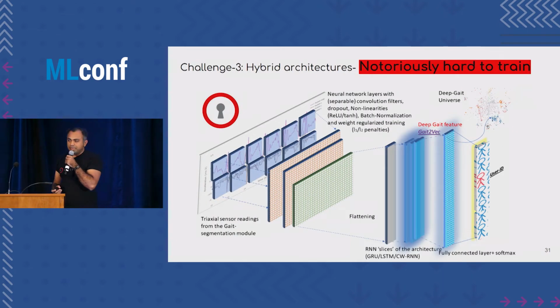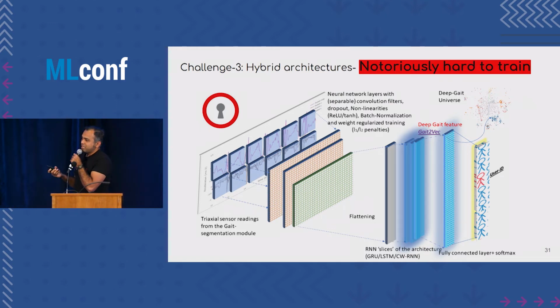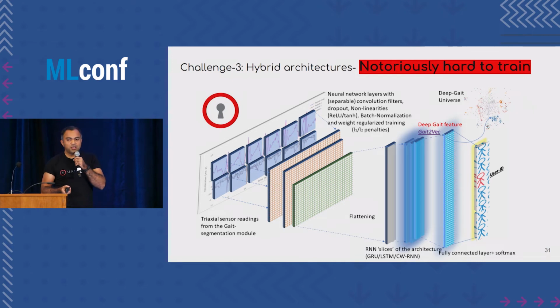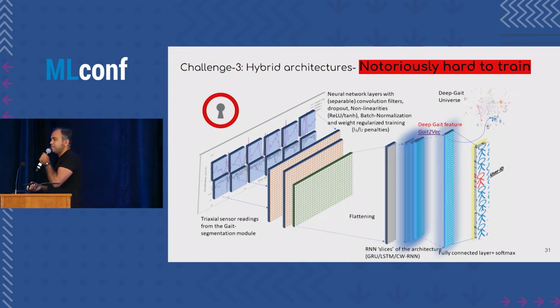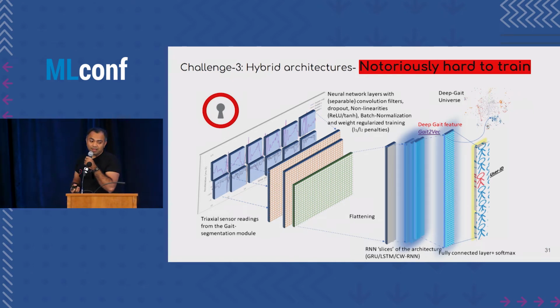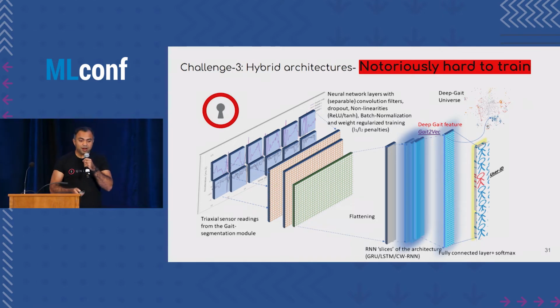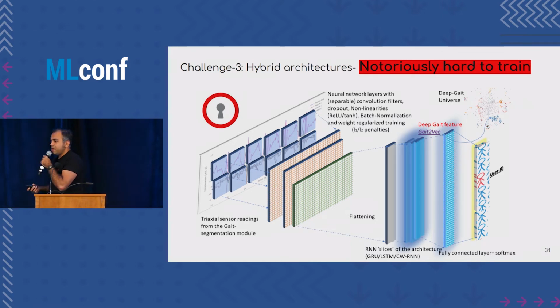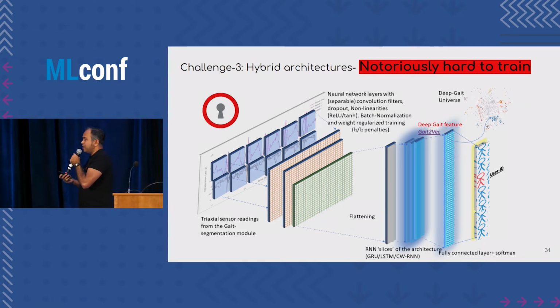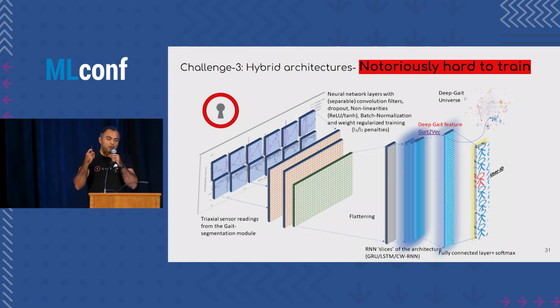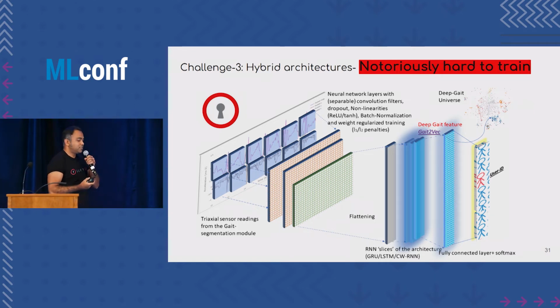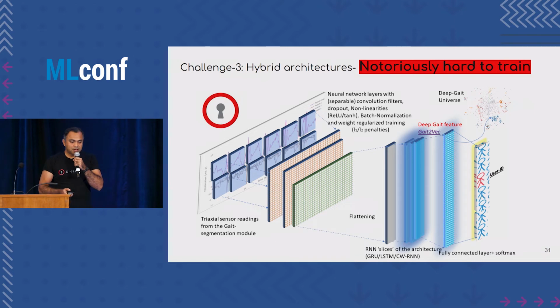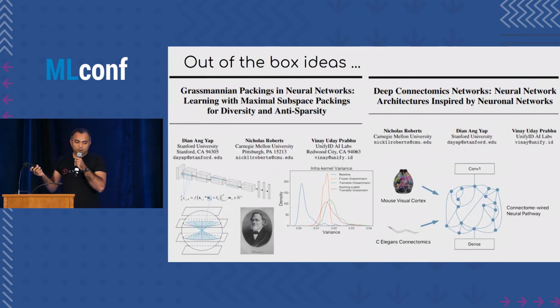And last but not least, there is a spatiotemporal aspect to it, and hence hybrid architectures have to be used. You can't just throw transformer models at it, because these have to be eventually deployed on the device, and these are notoriously hard to train. So you have to make innovations both in terms of the initialization of these deep learning models as well as the architectures. So we had to come up with two out-of-the-box ideas.